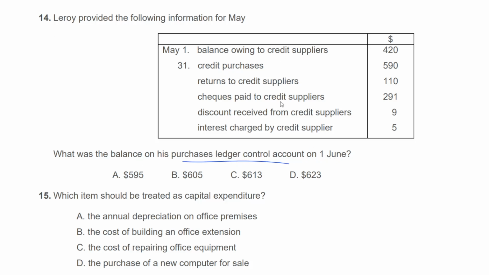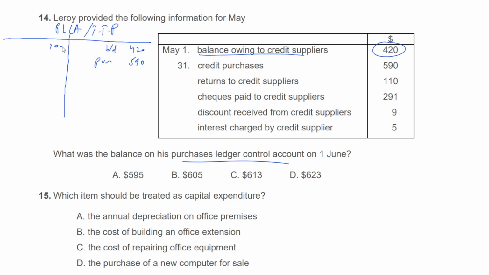Well, we have the opening balance, we have all the changes. Let's make a little PLCA, also known as total trade payables. We start with a balance. It's a payable account, a liability account, so it should have a credit balance brought down, 420. Credit purchases. What do purchases do to your payables? Increase, 590. Returns to credit suppliers. When you return those goods, your payables will fall, 110.